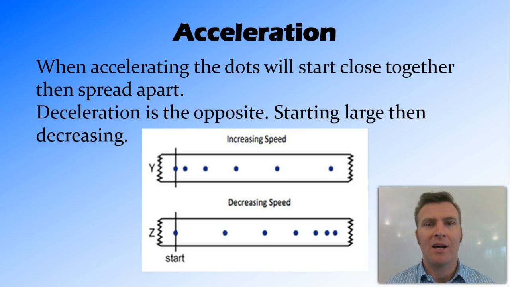Deceleration, or negative acceleration, is the opposite of this. They'll start far apart, so with a high velocity, and then decrease to become close together, so ending up with a low velocity. And you can see that in these two ticker tapes here. The first one has dots that are very close together, then they get further apart, so the speed or velocity is increasing. And in the second one, you can see that they start far apart, so start fast, and then slow down, so therefore the velocity is decreasing. We have deceleration.